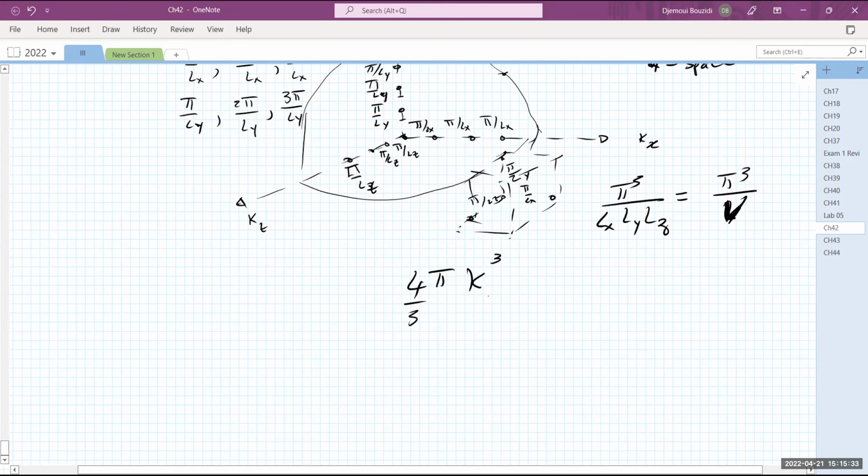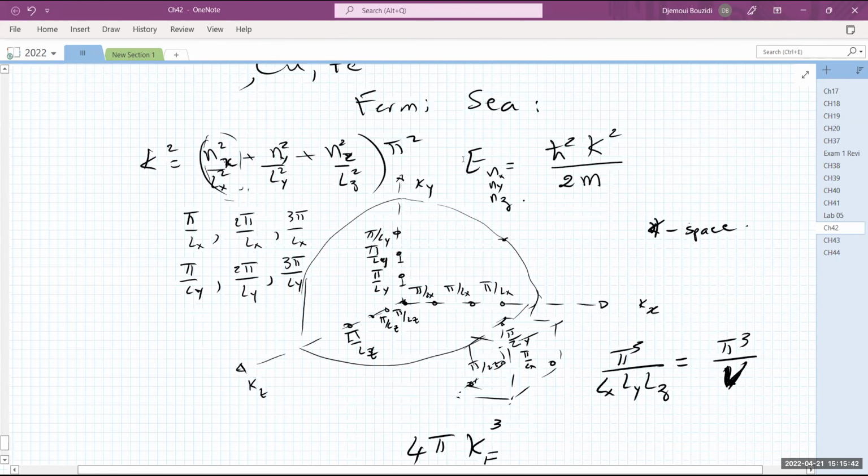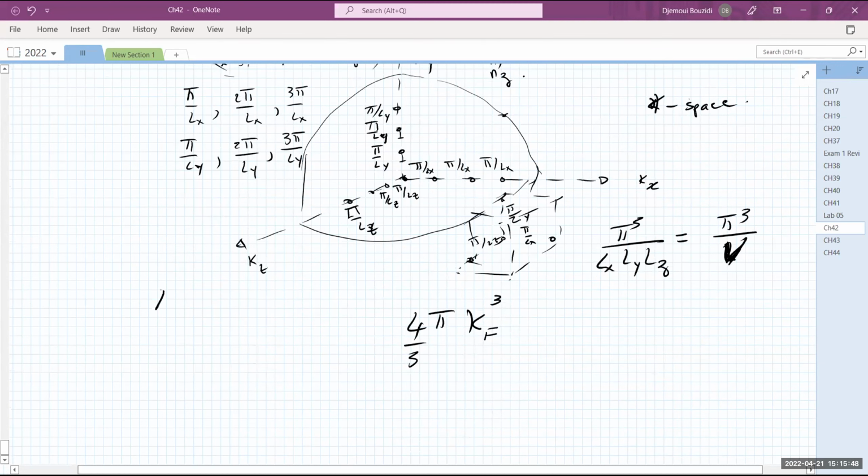This number cubed. But of course, I'm talking about at T equal to 0 Kelvin. So this will become my Fermi energy level. So this will become my Kf corresponding to EF. So that is the highest radius I can have for N charges.